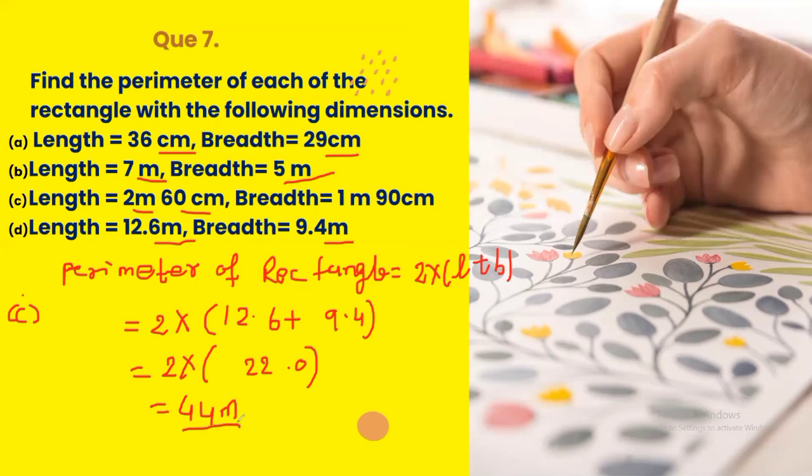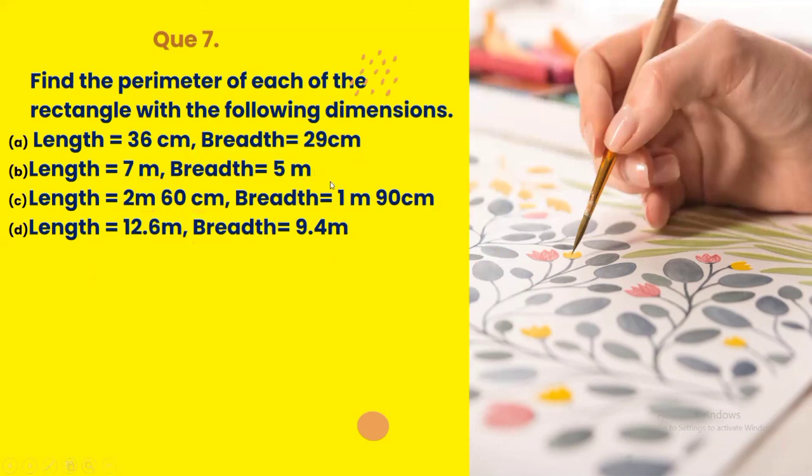I think you are getting how to solve the question of the perimeter. If it is a rectangle, you can use the rectangle formula. If the square is given, then to find the perimeter of a square, just use the perimeter of a square formula. Got it? So this was the question number 7. Now I'm going to tell you the question number 8. So what is the question?